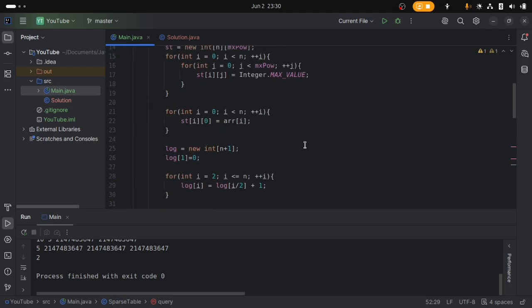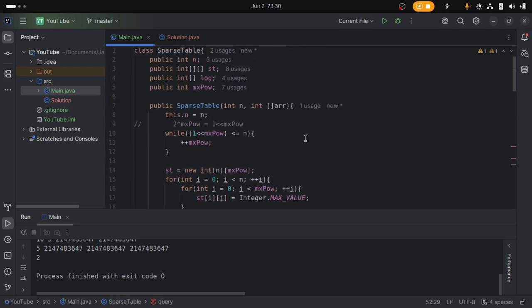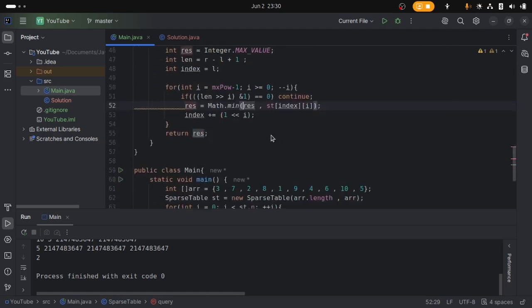Okay, so we are done with sparse table. In next video, we will learn about Fenwick tree, how a Fenwick tree works, even constraints. There are some constraints that you cannot use a Fenwick tree for. We will discuss all those things in the Fenwick tree video.